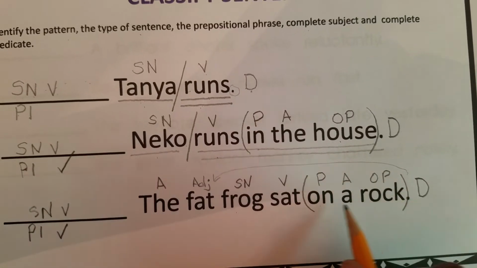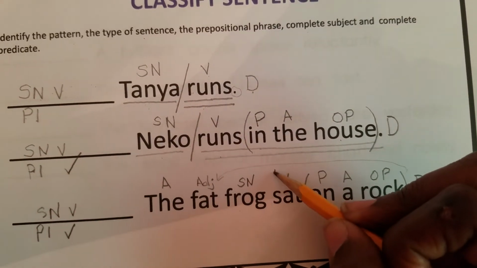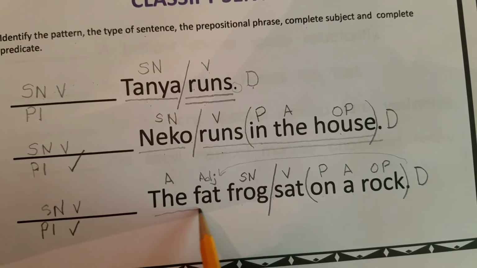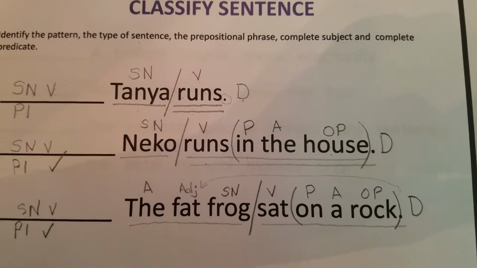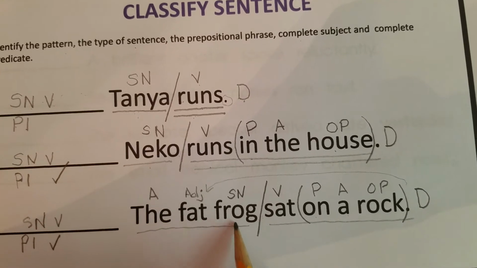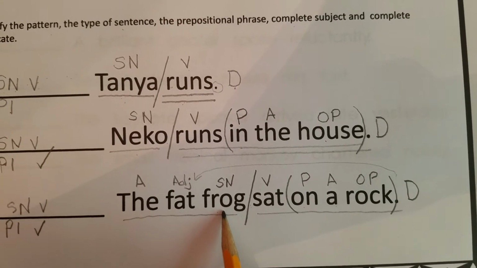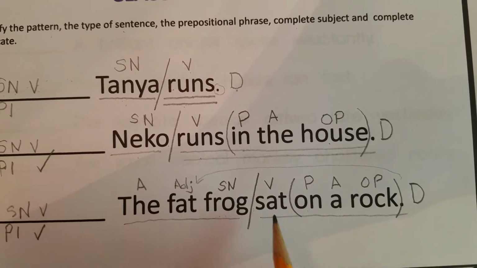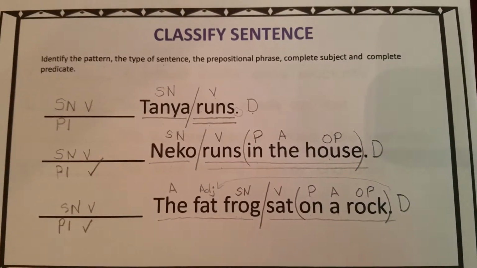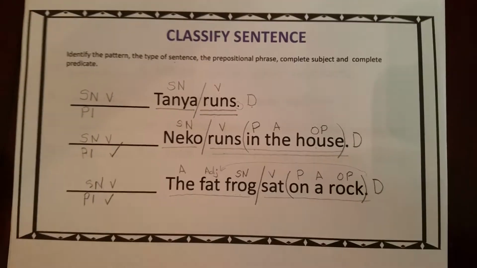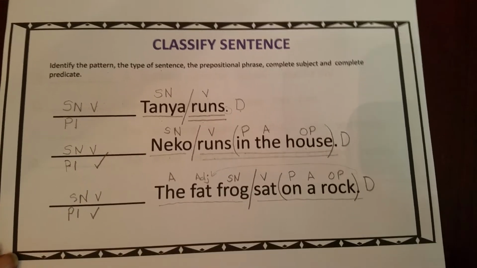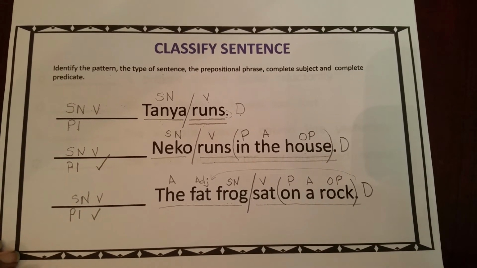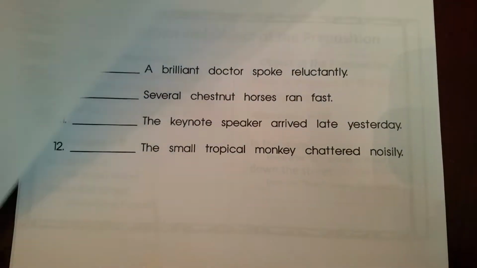Go back to the verb and divide the complete subject from the complete predicate. What's the simple subject? Frog. What's the simple predicate? Sat. Okay, so I hope that helped. When you get to your sentences and you need to watch this again, don't hesitate to turn back to this section of the video.